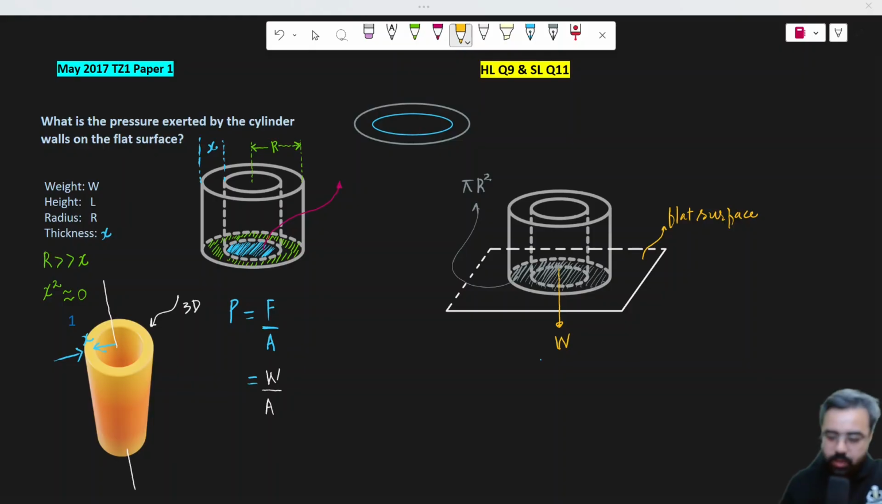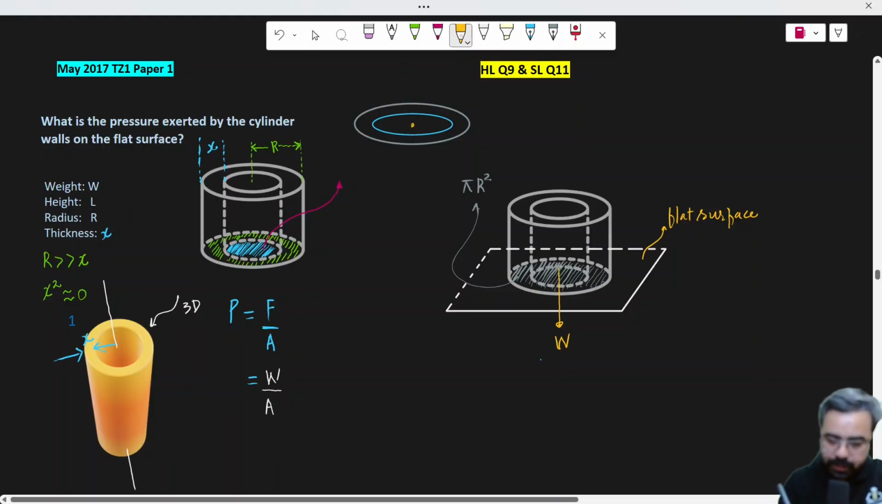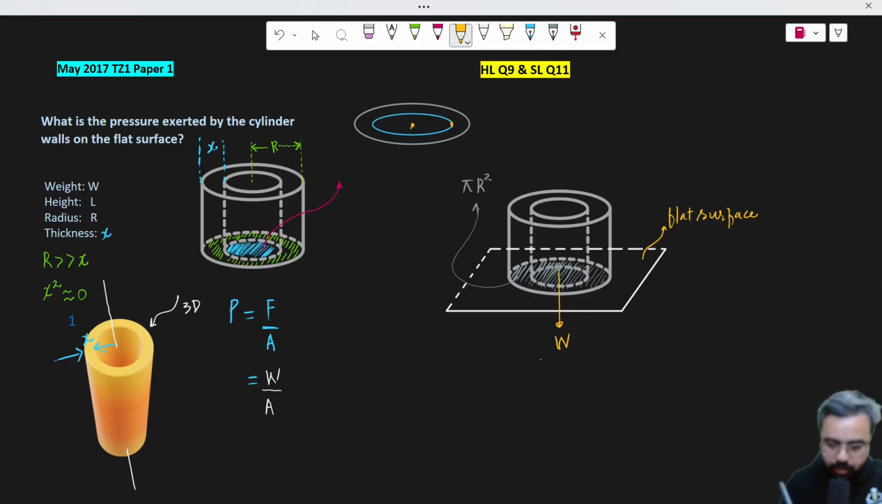Let me explain: from the center of the hollow cylinder to this point, the distance should be equal to r minus x. The reason is that this distance is the thickness of this side, and the total distance is r. So this gives the radius of this circular part, which is a horizontal circle. Its area should be equal to pi into r minus x whole square.